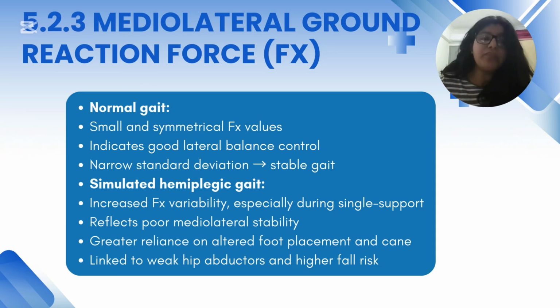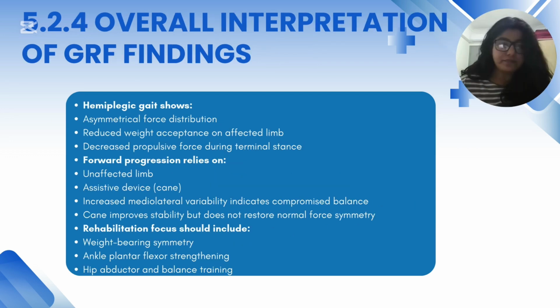Medial-lateral ground reaction force analysis showed that normal gait had small and symmetrical forces reflecting good lateral balance control. In contrast, the hemiplegic gait exhibited increased medial-lateral variability, particularly during single limb support, indicating compromised balance and greater reliance on compensatory strategies. Overall, these findings highlight asymmetrical force distribution, reduced propulsion, and impaired balance in hemiplegic gait, emphasizing the need for rehabilitation strategies that improve weight-bearing symmetry, propulsion, and medial-lateral stability.